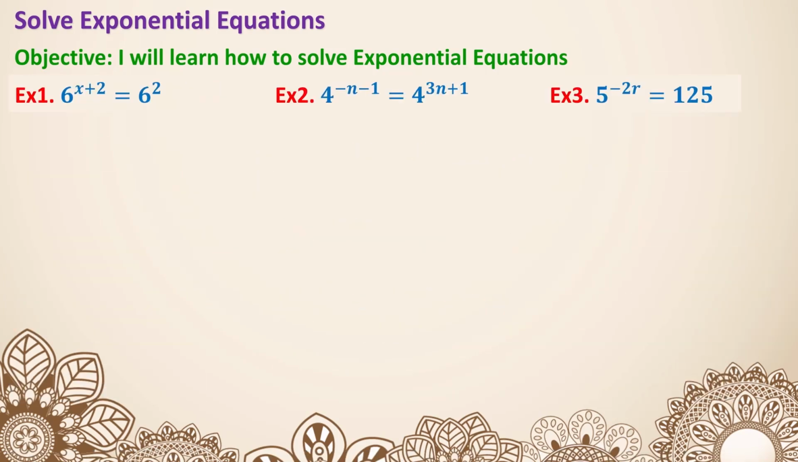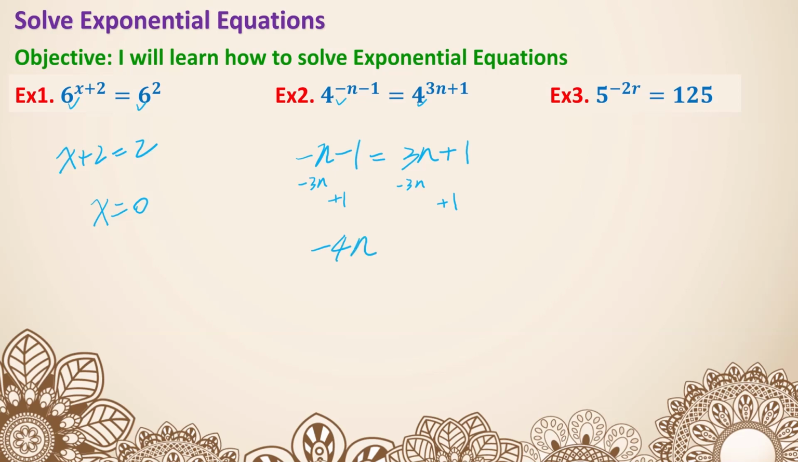Example 1. The bases are already the same, that we have checked, so we can ignore them. The exponents have to be equal, so x plus 2 equals 2, x equals 0. Example 2. The bases are already the same, so we can just use the exponents. Negative n minus 1 is 3n plus 1. Minus 3n on both sides, add 1 on both sides. So we're going to have negative 4n equals 2. Divide both sides by negative 4. We have n equals negative 1/2.